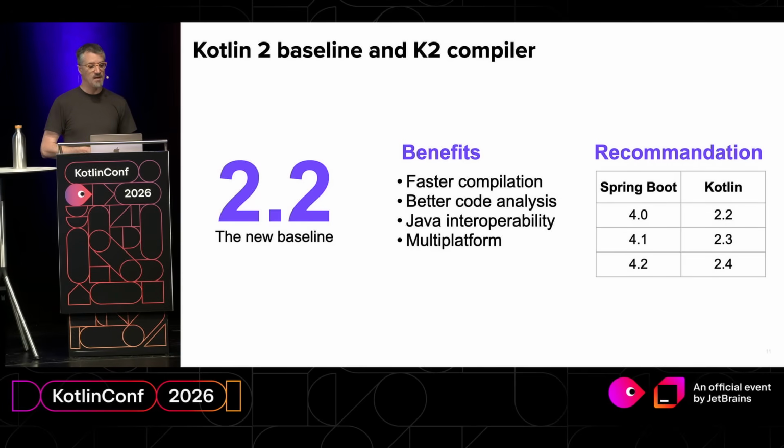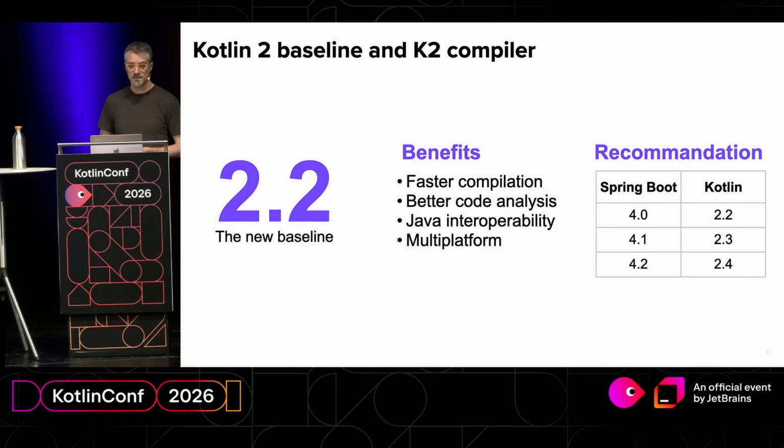We are evolving the baseline. So the baseline for Spring Boot 4 is Kotlin 2.2. The benefits, I guess you already know: faster compilation, better code analysis, Java interoperability, multiplatform, and also some language evolution that will allow Kotlin to evolve faster. So the minimal version is 2.2, but the recommended version depends on the version of Spring Boot. For Spring Boot 4.0, we recommend using Kotlin 2.2. Spring Boot 4.1, that will be released in a few days, Kotlin 2.3 by default, and Spring Boot 4.2, that we will be releasing in November this year, will likely leverage Kotlin 2.4 by default.